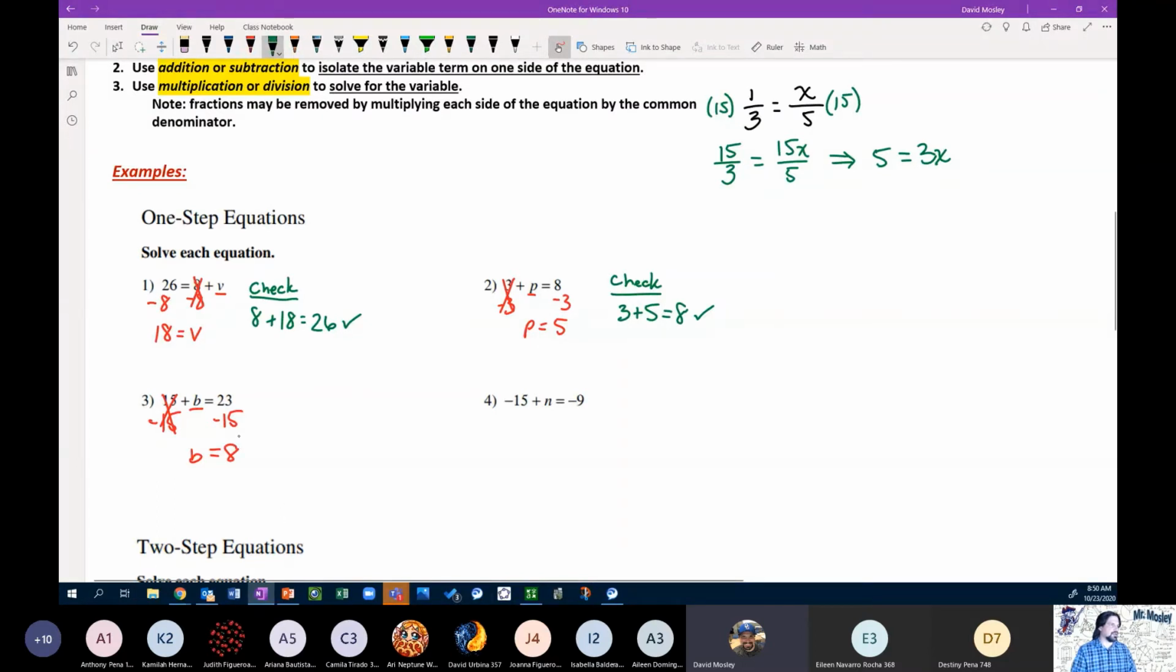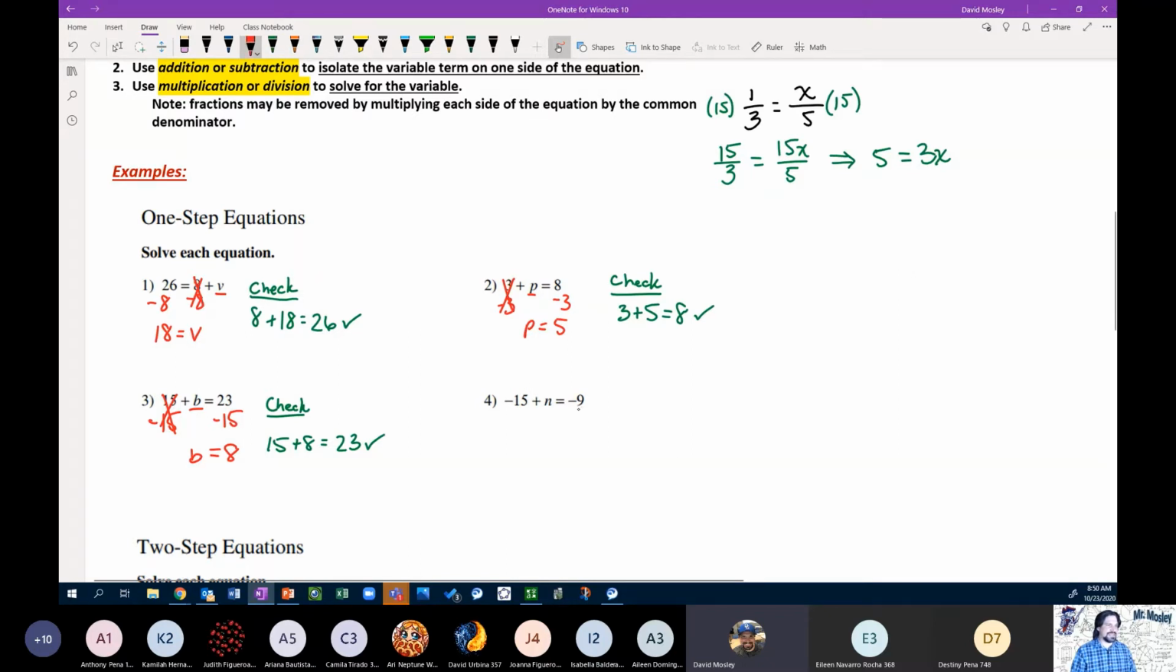And again, we'll check our work. We have 15 plus 8, and we get 23. We've done an excellent job. All right. And we'll do the last one here.